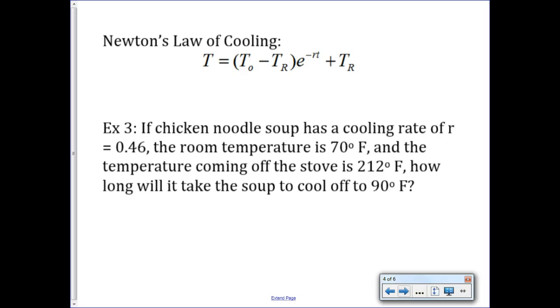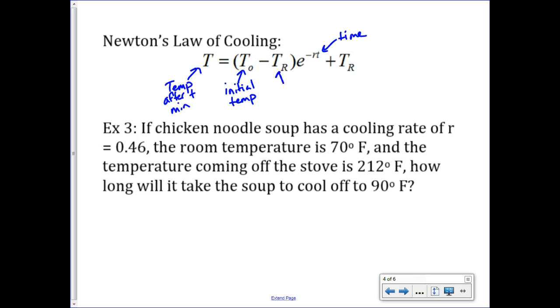Alright, Newton's law of cooling. So this is the law of cooling. T is your temperature after so many minutes, where this little t then is time in minutes. T sub 0, we know anything with the sub 0 refers to the initial. Where do we start? So the initial temperature.